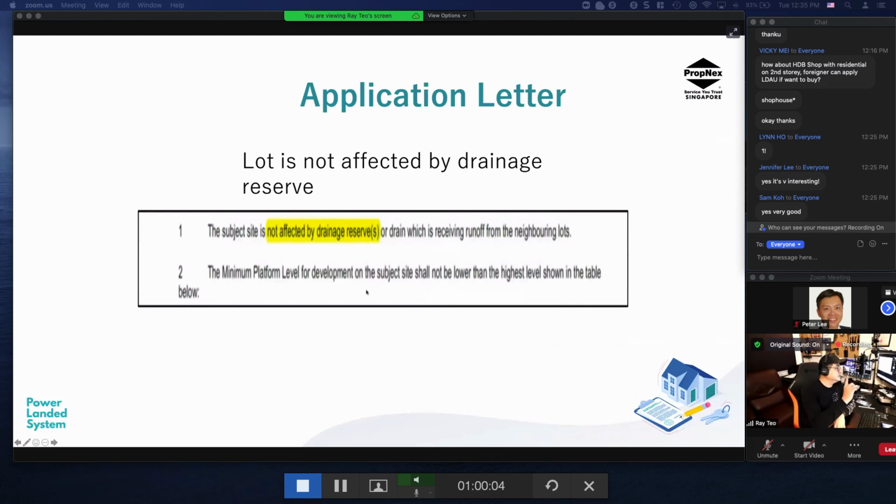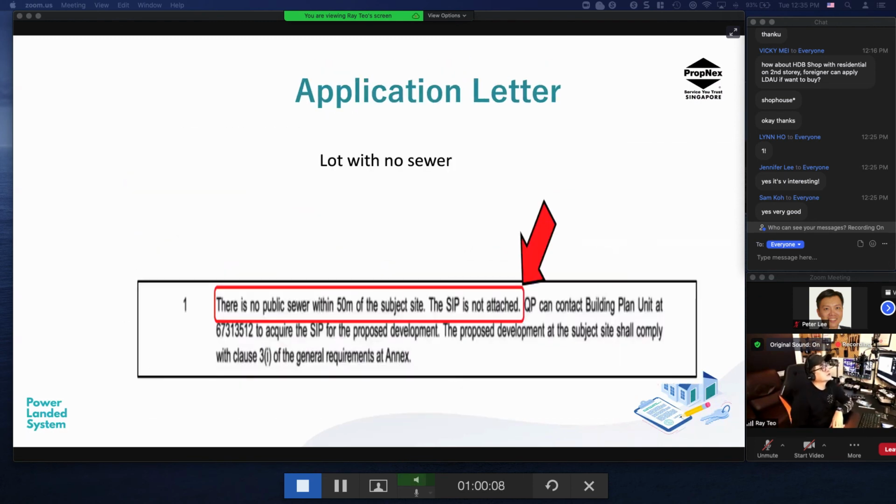Why is this important? The reason you need it is because you most likely want to build a swimming pool. You want to shift a manhole, or shift an inspection chamber. Do take note, the shifting of a manhole and inspection chamber nowadays can cost up to hundreds of thousands.